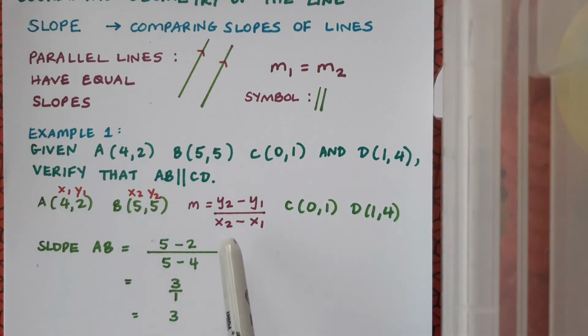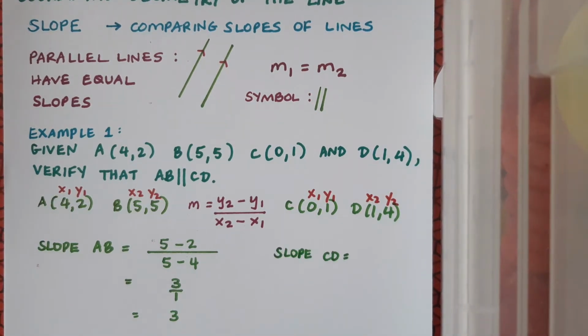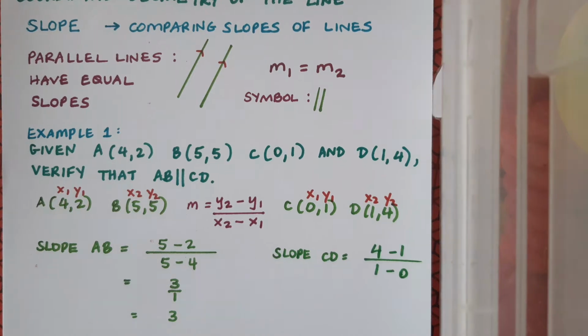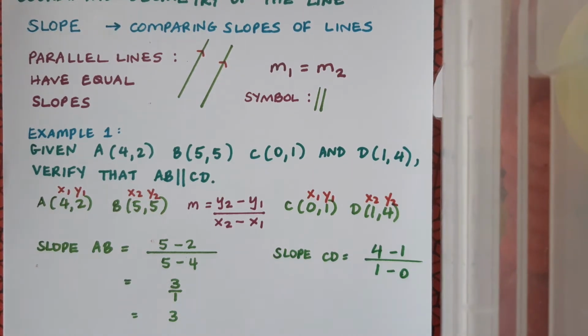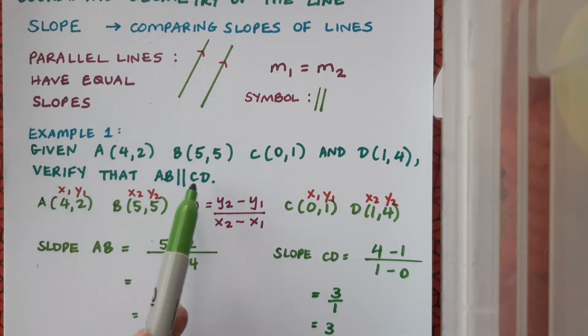So I already have made a note of my formula. I'll label my points, and then I'll substitute in. And this time I'll get 4 minus 1 over 1 minus 0. So that's 3 over 1, and again I'm getting 3. So I've found both slopes now, but I'm not quite finished yet because I had to verify that the lines were parallel, so I need to conclude at the very end.